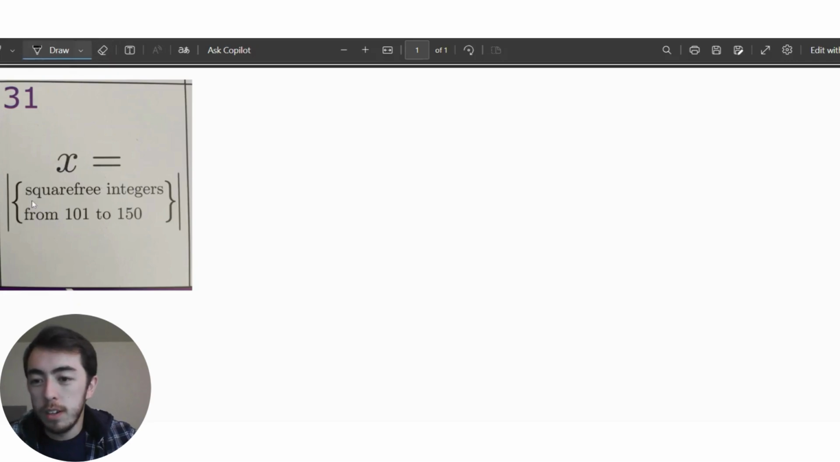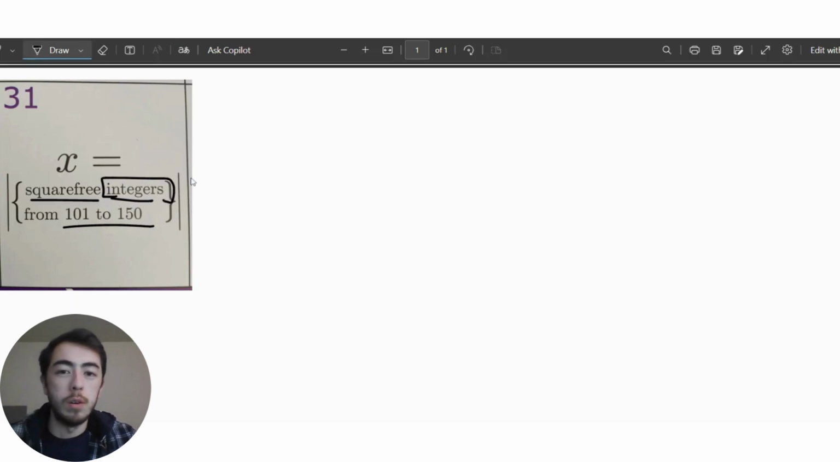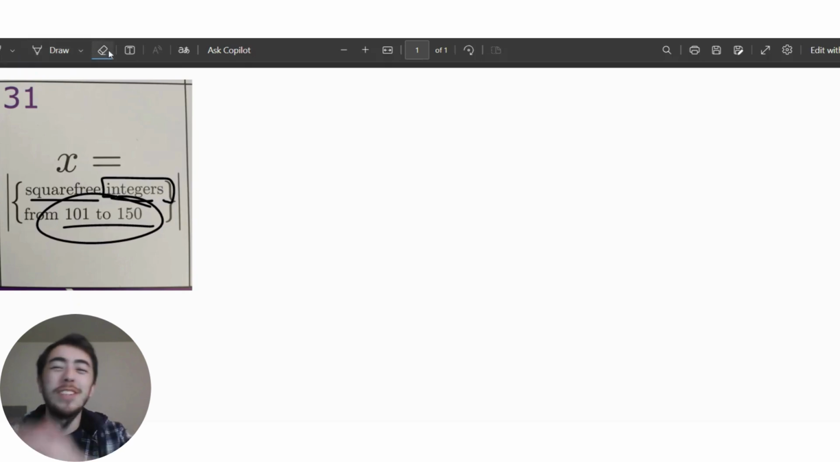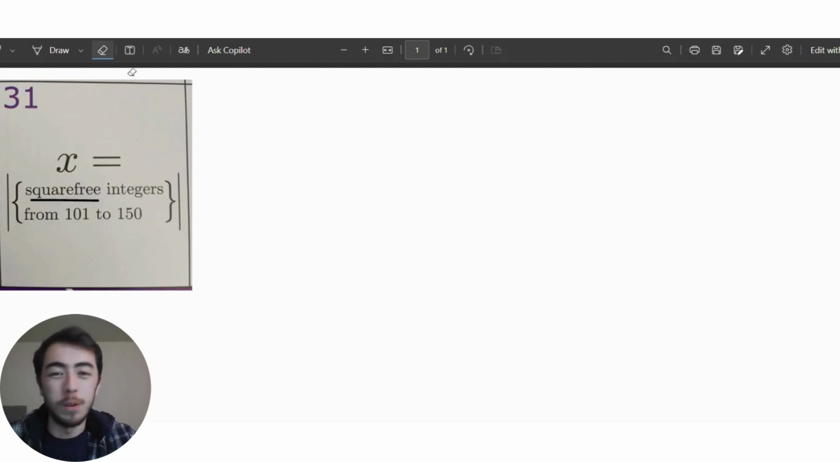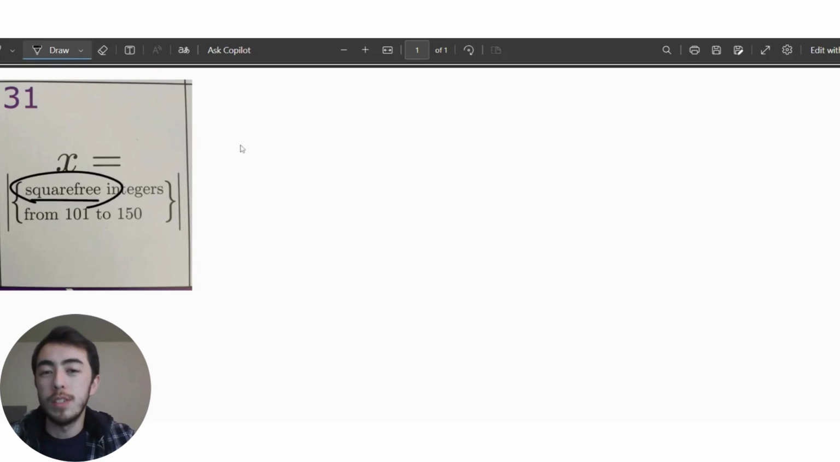And we're supposed to find square-free integers from 101 to 150. An integer is just a whole number. Well, an integer could be negative, but since we're between 101 and 150, these integers are just going to be positive whole numbers. And finally, a number that's square-free is one that can't be divided by a square number.